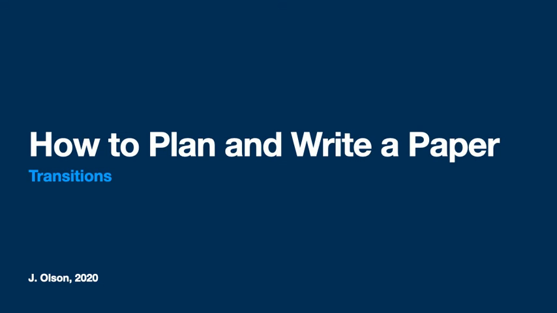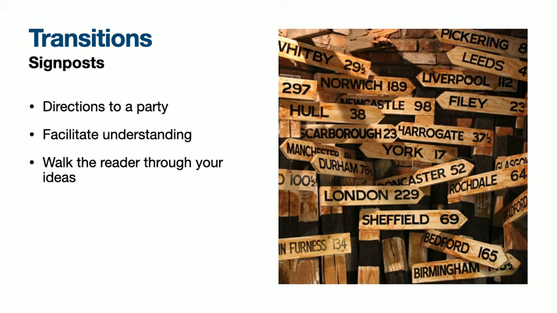What exactly do transitions do? What does the word transition mean? Well, in writing, transitions are often compared to signposts. In this picture, you can see signs pointing to different places in Britain, and you'd follow the pointer on the sign, for instance, to get to London, which is 229 kilometers from wherever the sign is posted.